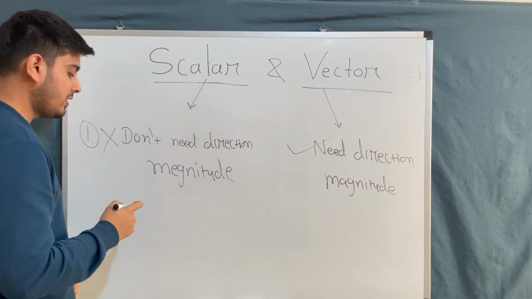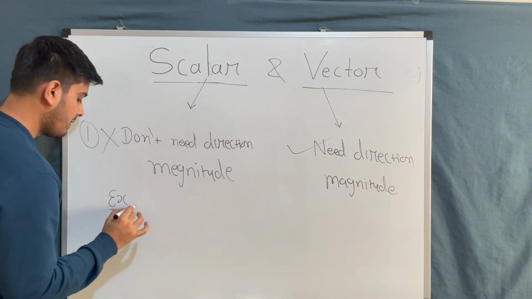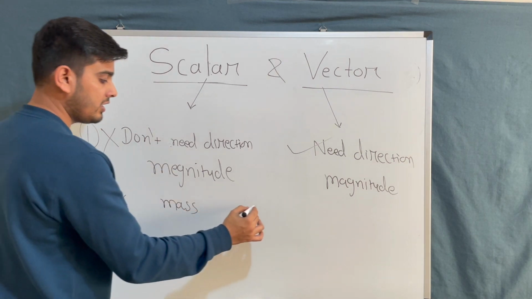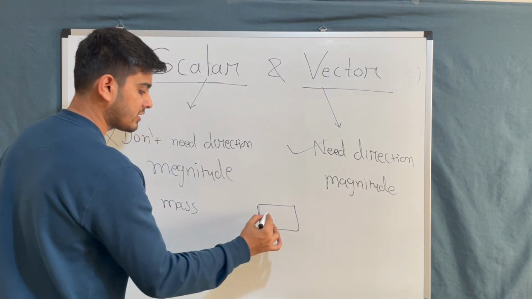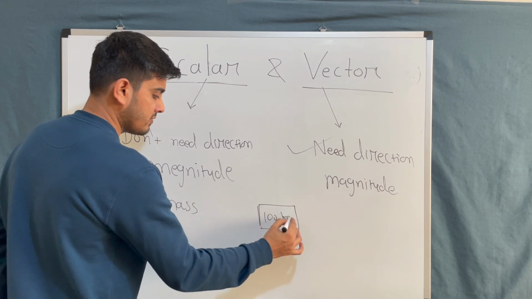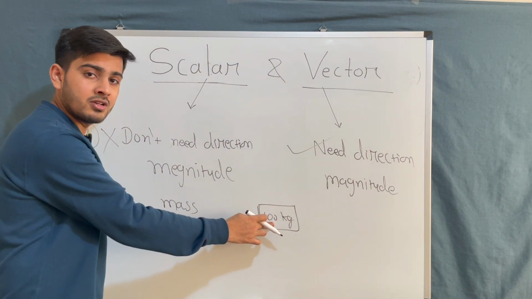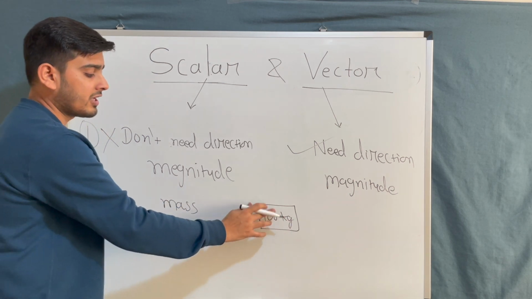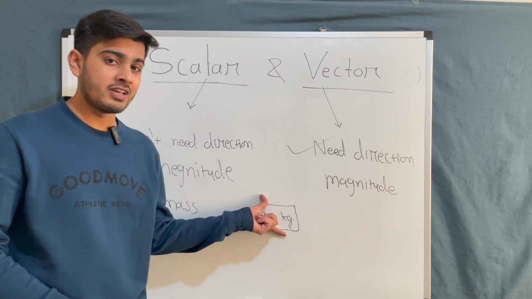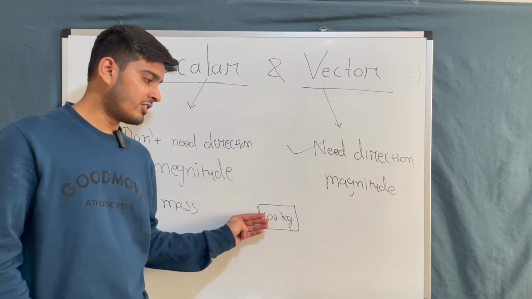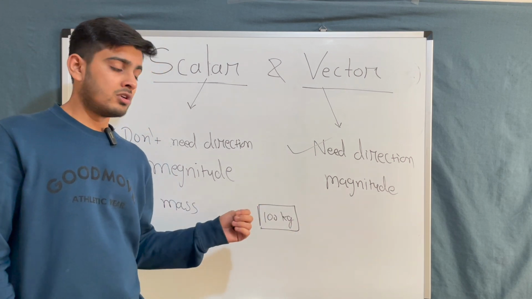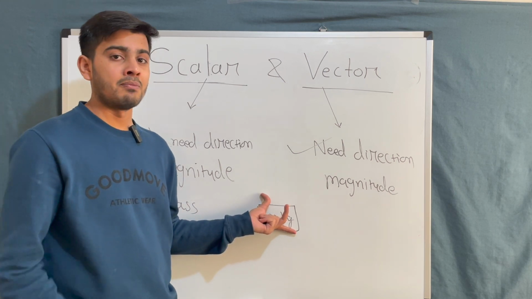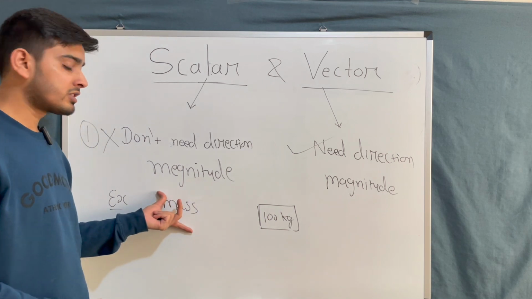Let me take one example. Example, mass. Mass is our scalar quantity. Let's say the mass of this object is 100 kg. 100 is our magnitude and kg is the unit of mass. Now when I say 100 kg, I don't need direction. I don't say 100 kg towards right or left. 100 kg is complete information. We don't need direction to represent the mass of any object. So it's a scalar quantity.